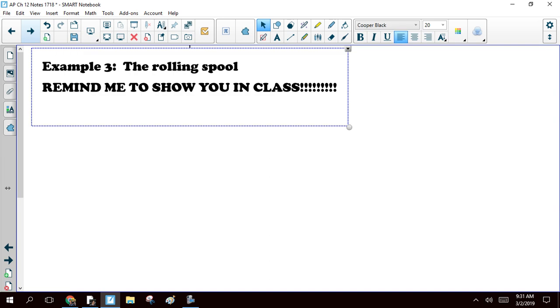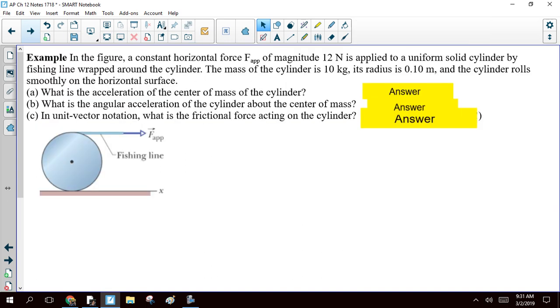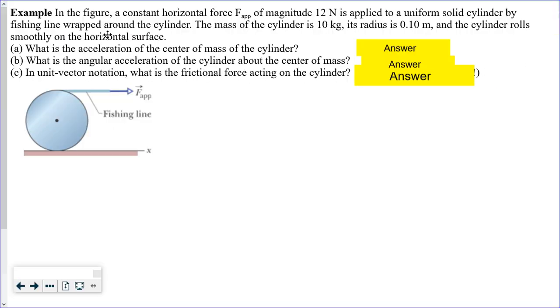Rolling spool, another thing. I'm going to show you this in class. All right, remind me. There's a ton of stuff you guys got to remind me. One of these days I'll get my stuff together and keep notes of the things I need to do. But I'm not there yet, so remind me. Whole bunch of stuff to show you. Ooh, it's exciting. All right, here we go. Here's the example that I had in mind.